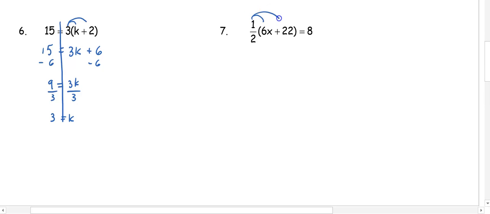In number 7, we have 1/2 times the quantity 6x plus 22 equals 8. So we're going to distribute the 1/2. 3x plus 11 is equal to 8. So I can subtract 11 from both sides. 3x is equal to negative 3. When we divide by 3, x equals negative 1.